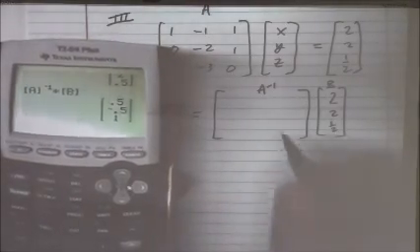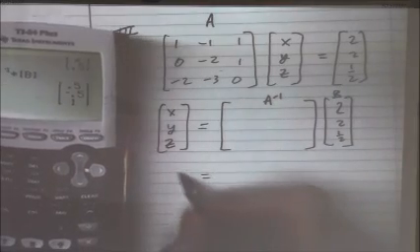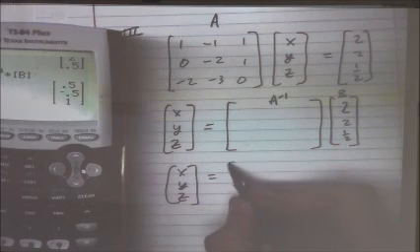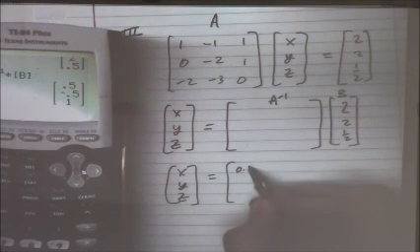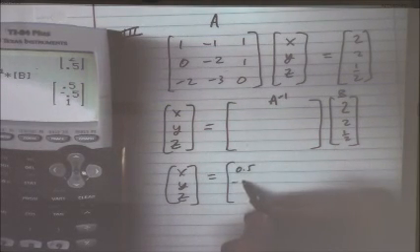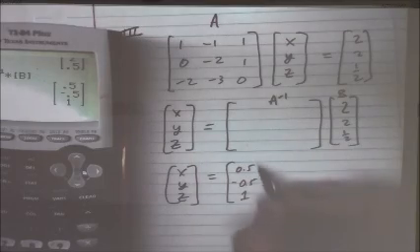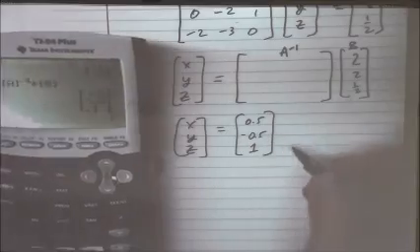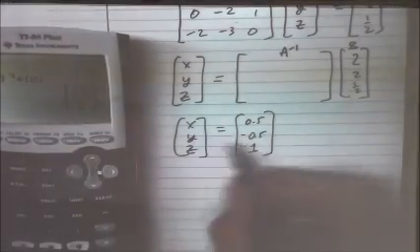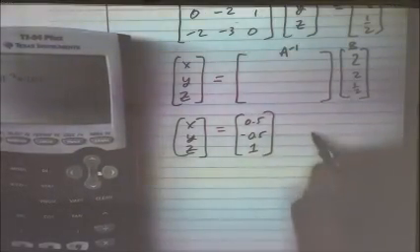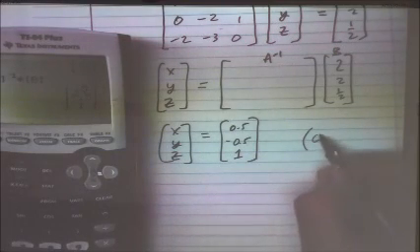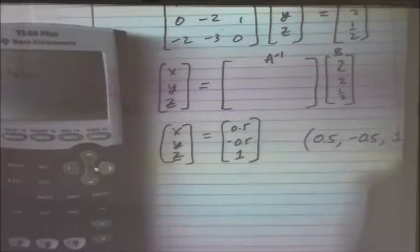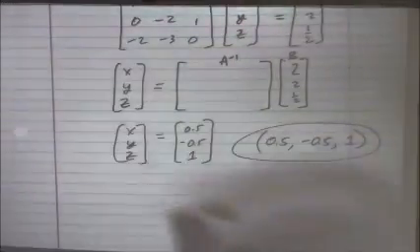Press enter, and it gives me the answer, x, y, z, equals 0.5, negative 0.5, and 1. Okay, so that tells me x is that, y is that, and z is that. And we should be writing it in this form, coordinate point form. And that would be the solution.